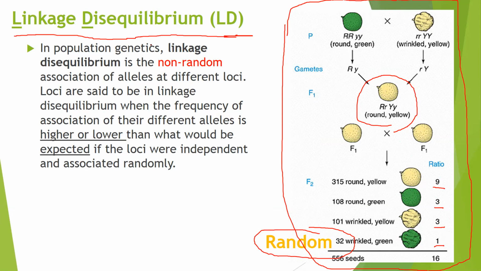All right. So now LD is totally opposite. If these two genes are not random, if these two genes are not independently assorted, then what does that mean? That means these two genes are linked, right? If these two genes are linked, we say these two genes are in LD, linkage disequilibrium, or non-random association of the alleles at different loci.